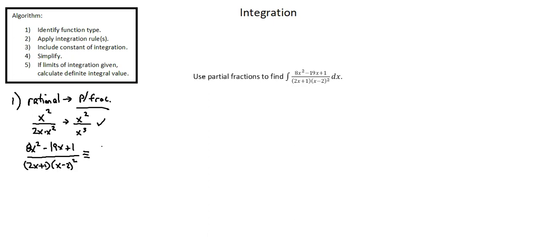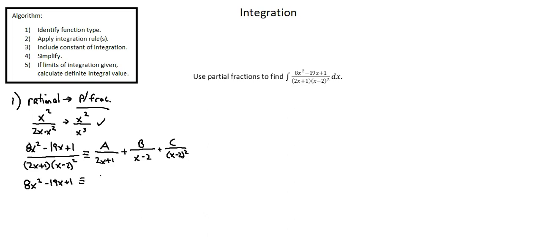The first term is linear, 2x plus 1, so I want one fraction, A over 2x plus 1. The second term is quadratic, so we will use two fractions. First, that term as a linear, B over x minus 2, and then as a quadratic, C over the quantity x minus 2 squared. Now we'll multiply all terms by the denominator of the expression on the left side of the identity. On the left side, we will have 8x squared minus 19x plus 1, which is an identity with the following.